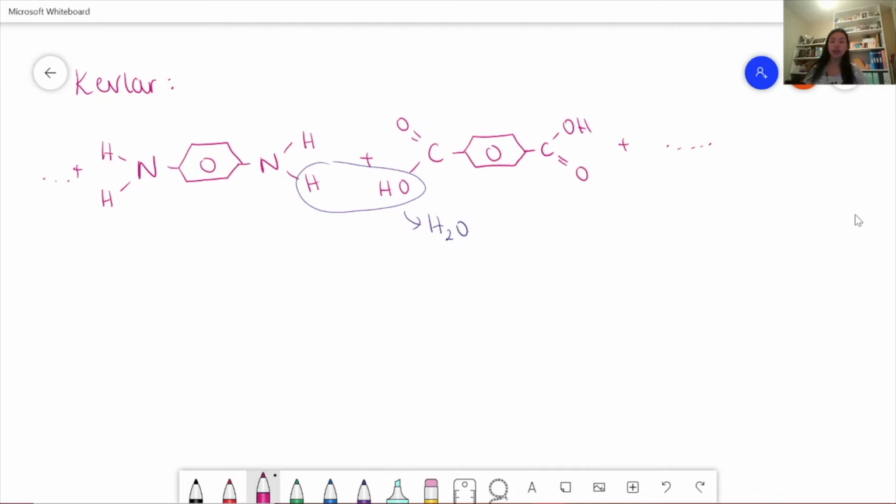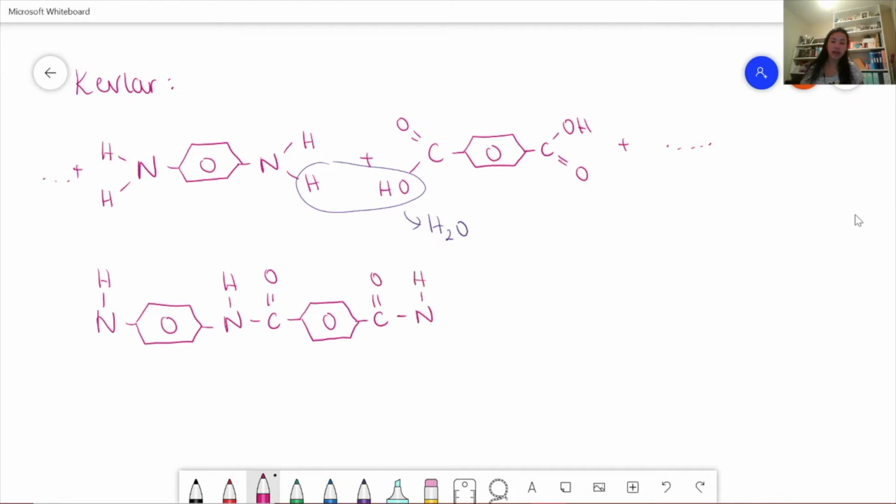the line. And so what we form is we have NH, and then we have this benzene, NH, C double bond O, and then we have another benzene, C double bond O, and then NH, and then we get another benzene, and then NH, C double bond O, and etc. So this is Kevlar that we formed.